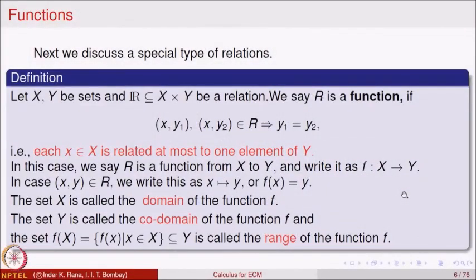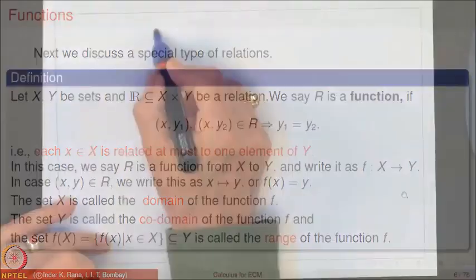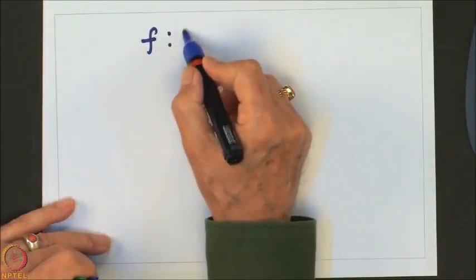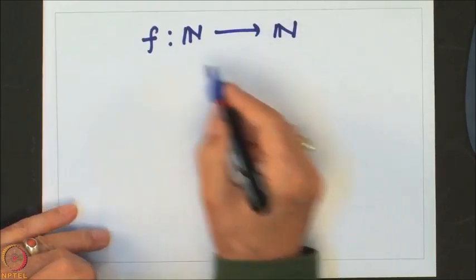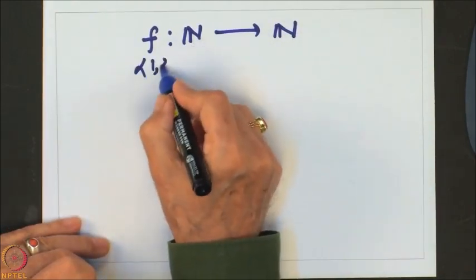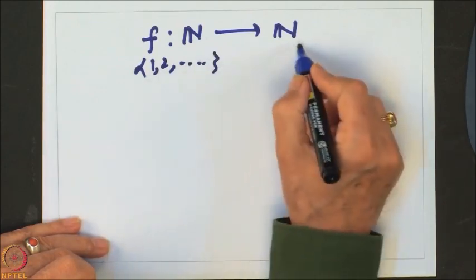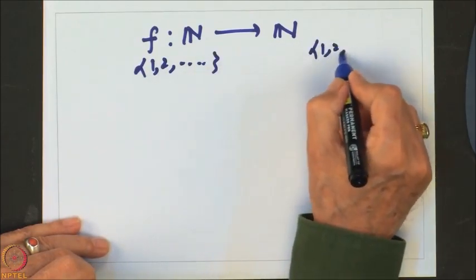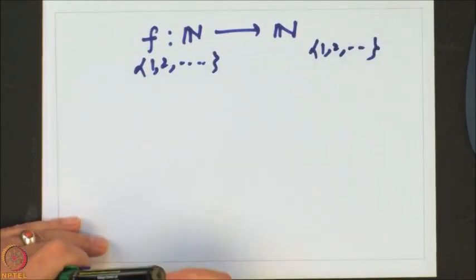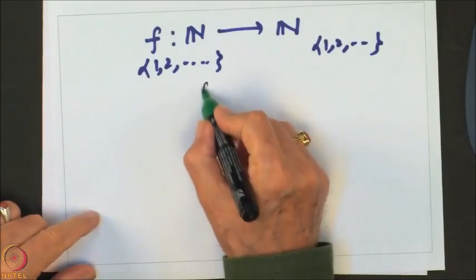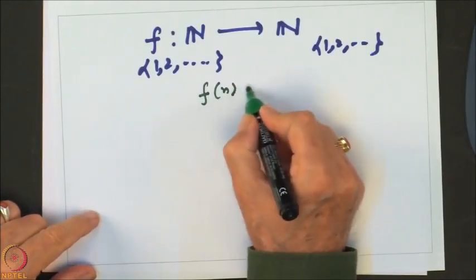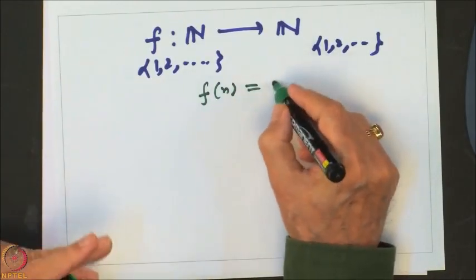Let me give you a very simple example so that you understand. Let us look at a function f from natural numbers to natural numbers. Recall that natural numbers are 1, 2, and so on. So, what is the function? Let me define the function to be f of n is equal to, let us say, n square.